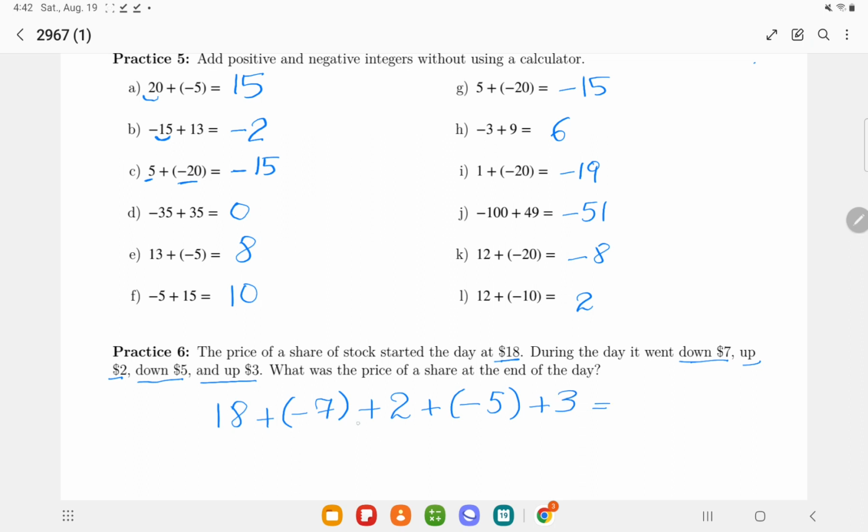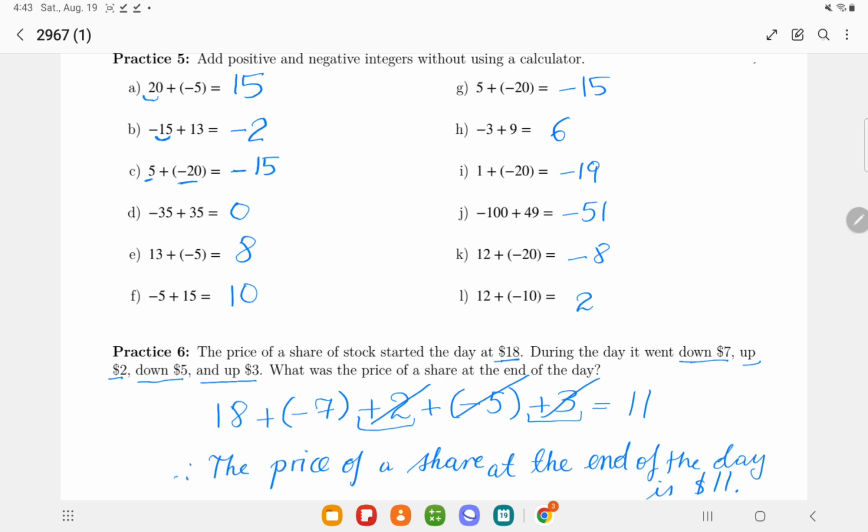Equals, we see that +2 and +3, that's +5, it gives us 0 when we add -5. So +5 and -5 is 0, then we end up with 18 plus -7. 18 minus 7 is 11. So at the end of the day, the price is $11.